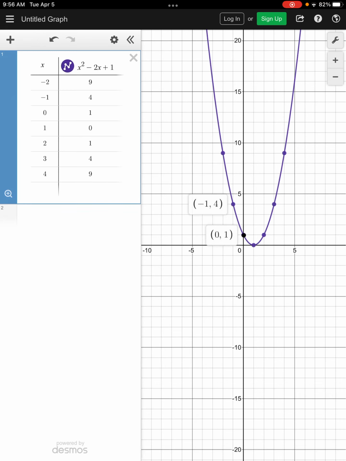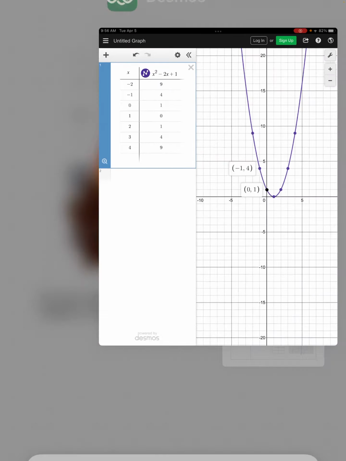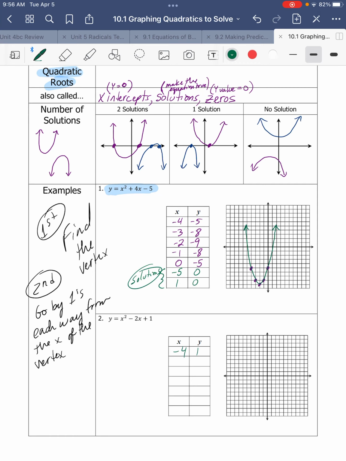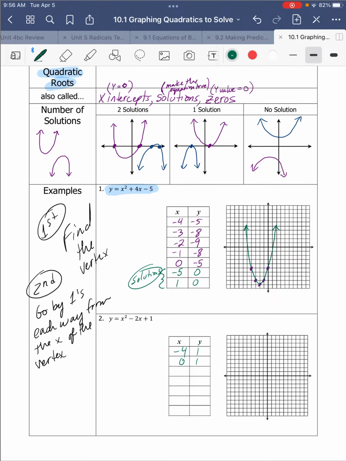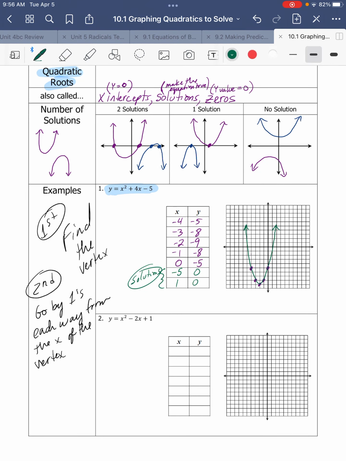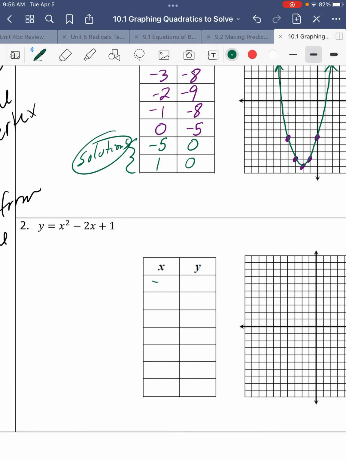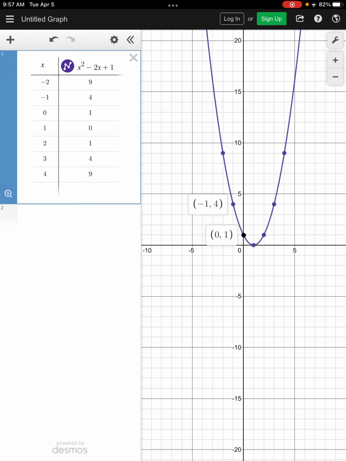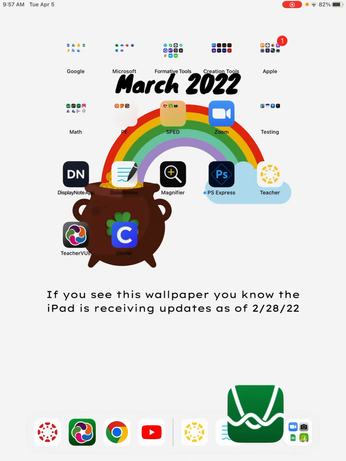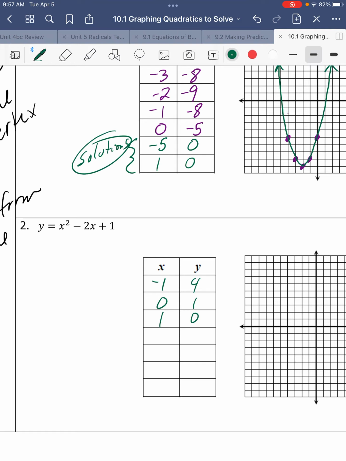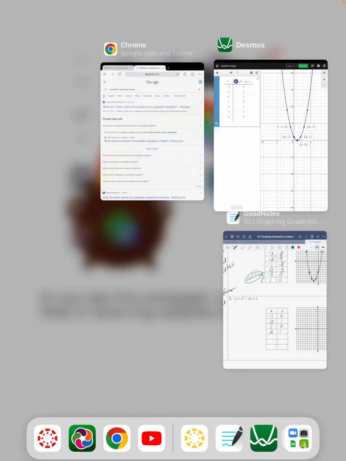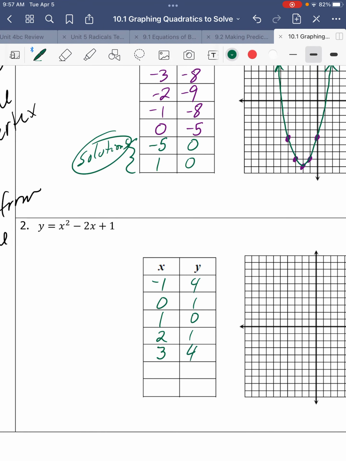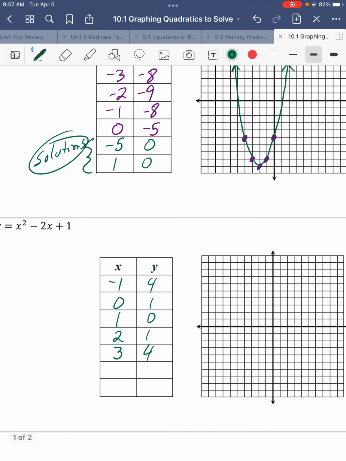So now I have negative 1, 4, 0, 1. Let me go back and make sure of the rest: 1, 0, 2, 1, and 3, 4. Those are all the points I needed. I just needed 5. And so let's graph these.